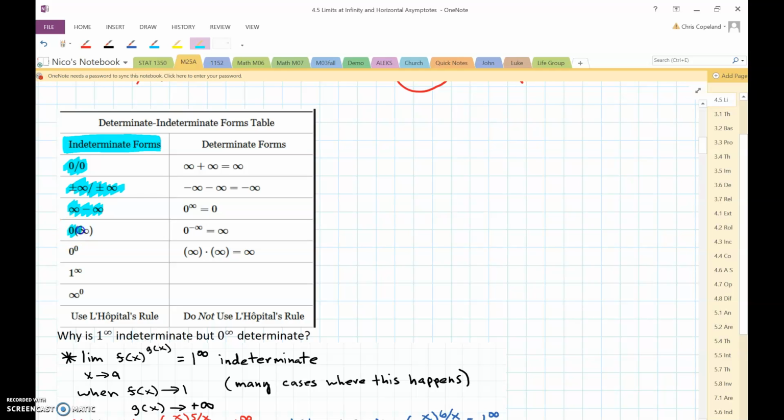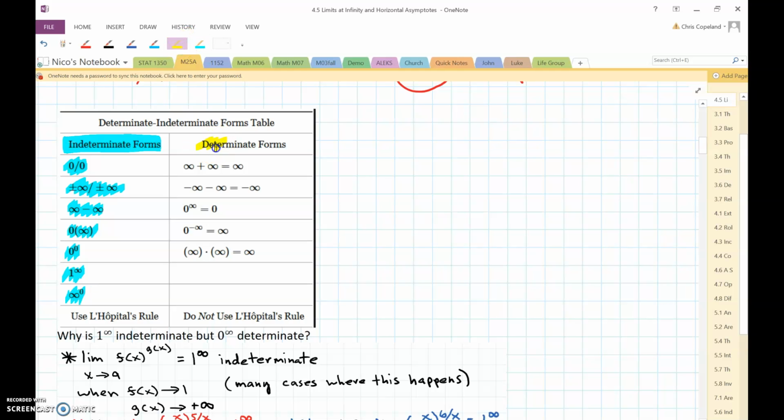If you get 0 times infinity, same thing. If you get 0 to the 0 power, same thing. If you get 1 to infinity, same thing. If you get infinity to the 0 power, same thing.